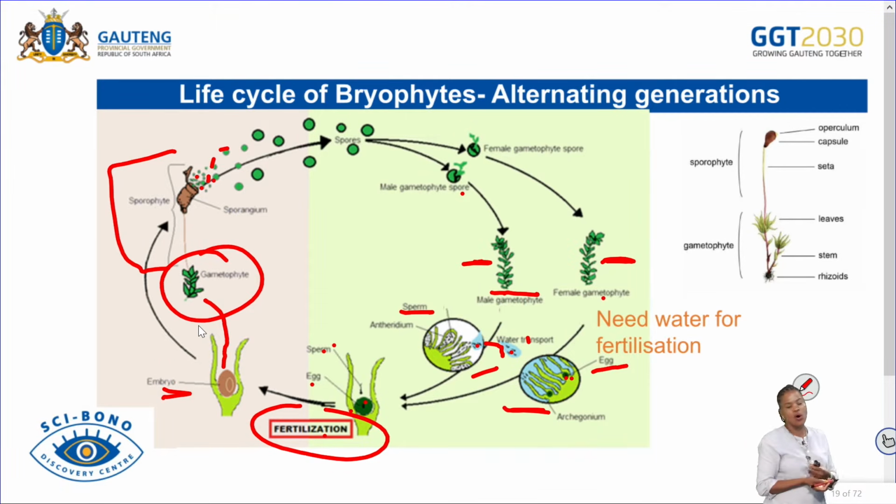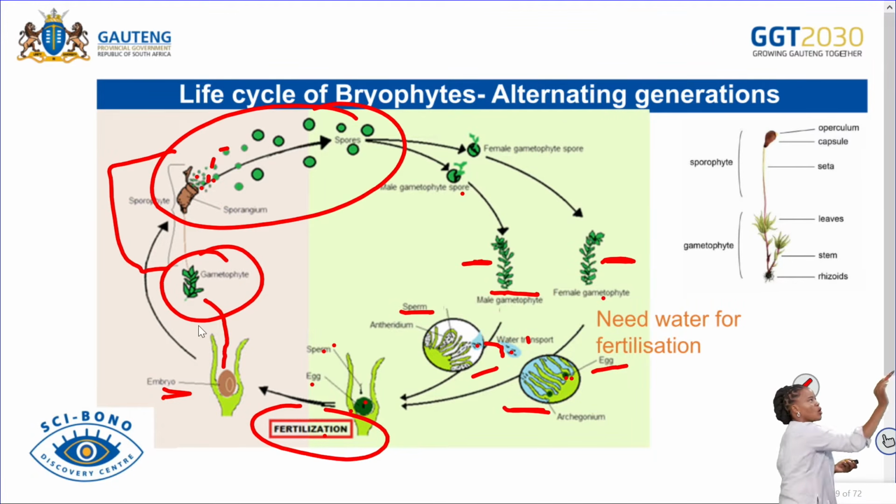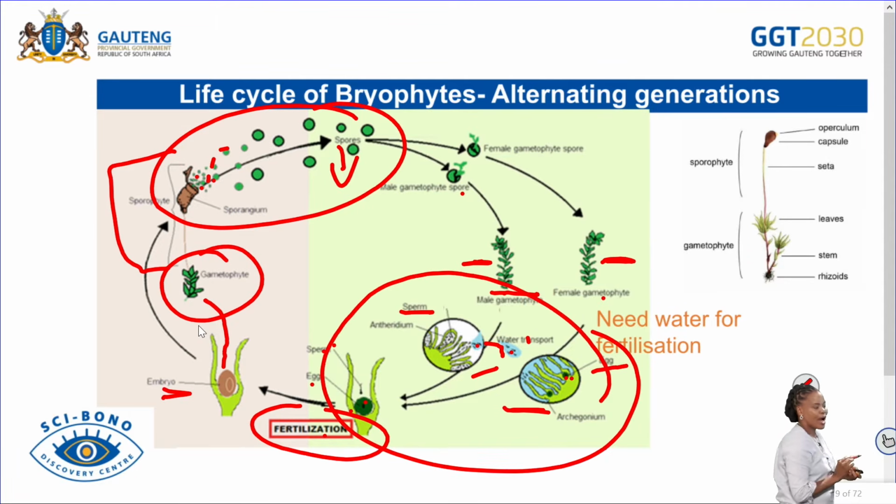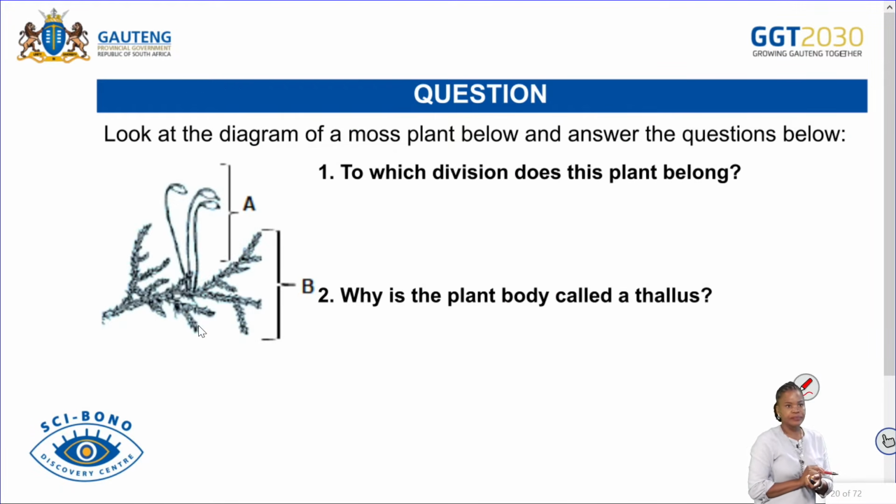So this is how alternation of generation is taking place, or the reproduction. So here is asexual, by means of spores, and here is sexual, by means of fusion of what? Of gametes. Now let's quickly look into the questions based on the bryophytes. Look at the diagram of a moss plant below and answer the questions that follow.